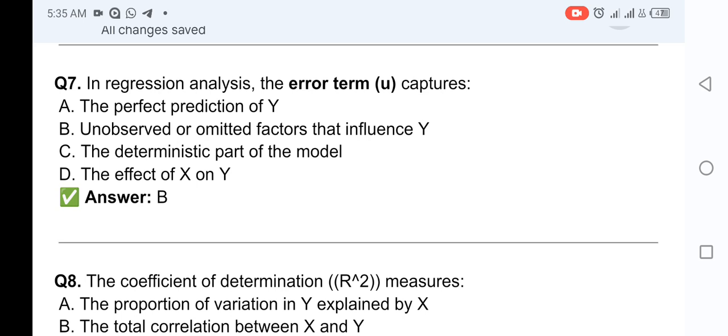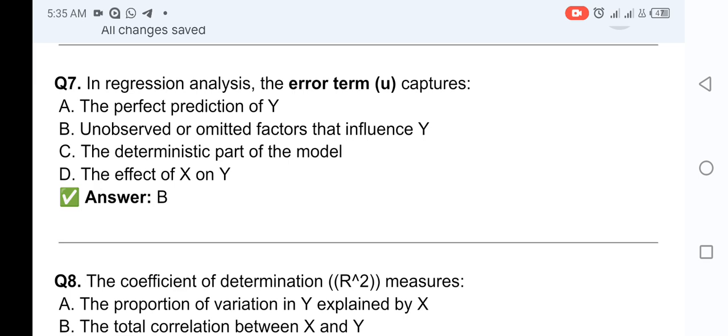Q7. In regression analysis, the error term, u, captures: A. the perfect prediction of y, B. unobserved or omitted factors that influence y, C. the deterministic part of the model, D. the effect of x on y. Answer, B.